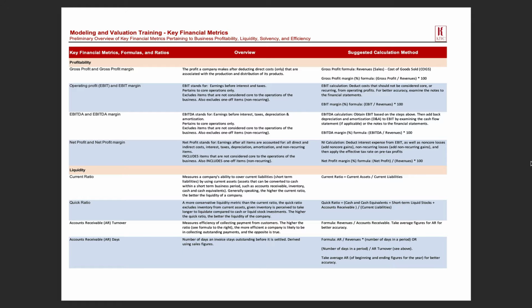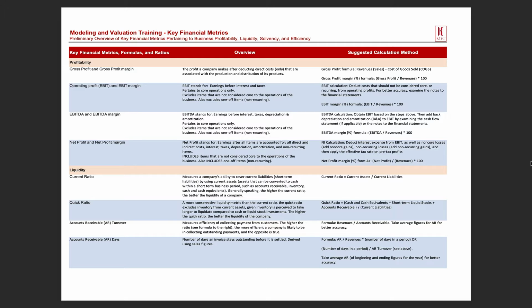The way the quick ratio can be calculated is by taking your cash and cash equivalents plus short-term liquid stocks. So these are stocks that could be treated as cash because they are liquid and can be sold whenever a business needs to, plus accounts receivable. And so the only thing missing from this quick ratio is the inventory. And you divide that by current liabilities.